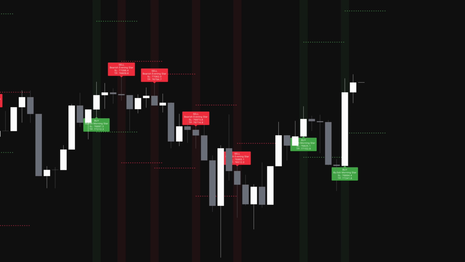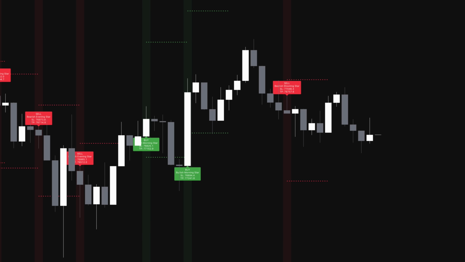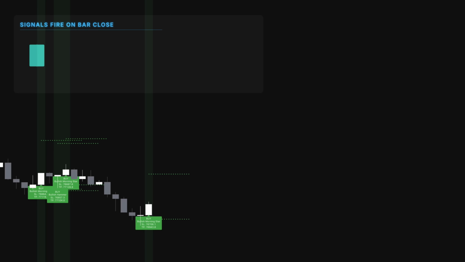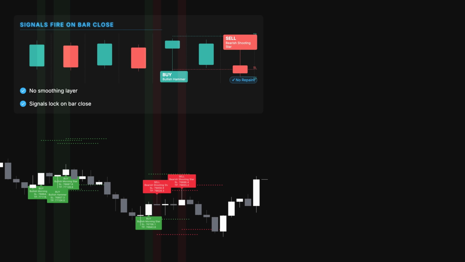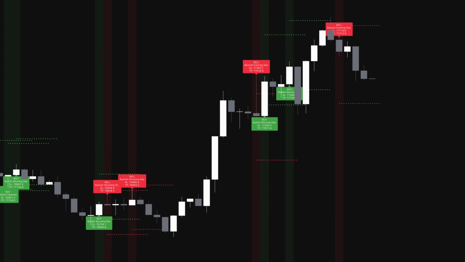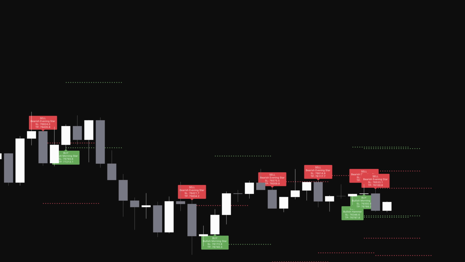For a scalper who thinks in price action terms, the visual output is about as clean and immediate as it gets. It is clean on repainting, and the speed is genuinely good. Because there is no smoothing layer, signals fire on the bar close with no additional delay. The limitation is noise filtering, and it is a significant one.